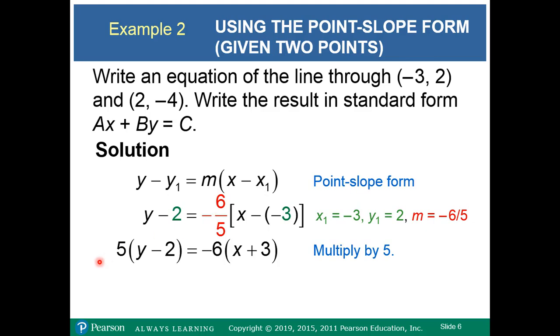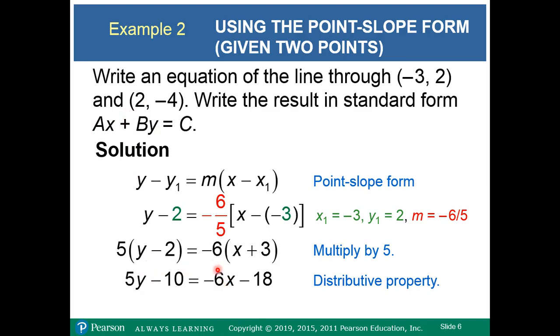So we get 5 times y minus 2 equals negative 6 times this. Okay, so now what are we going to do here? Now we're going to distribute, and then we're going to put it in standard form. We've got to have it in this form.